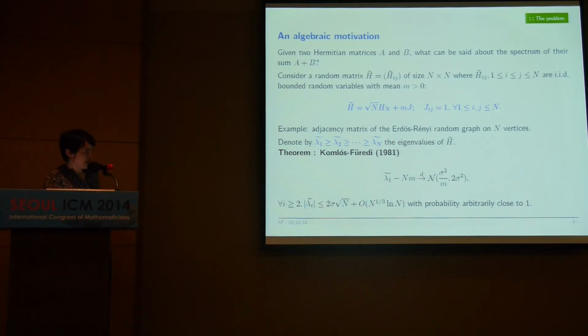Essentially, all the eigenvalues are smaller than 2 sigma square root of n plus lower order terms. So if we divide by square root of n, this is the usual behavior of eigenvalues of Wigner random matrices. There is only one eigenvalue which is actually enormous and which fluctuates around n times m. N times m is actually the only non-zero eigenvalue of this deformation matrix, and the fluctuations are Gaussian.